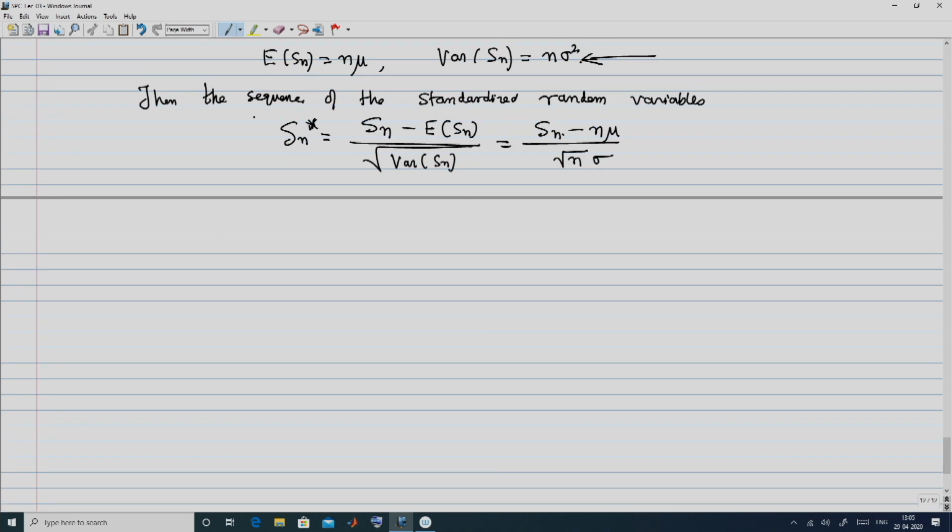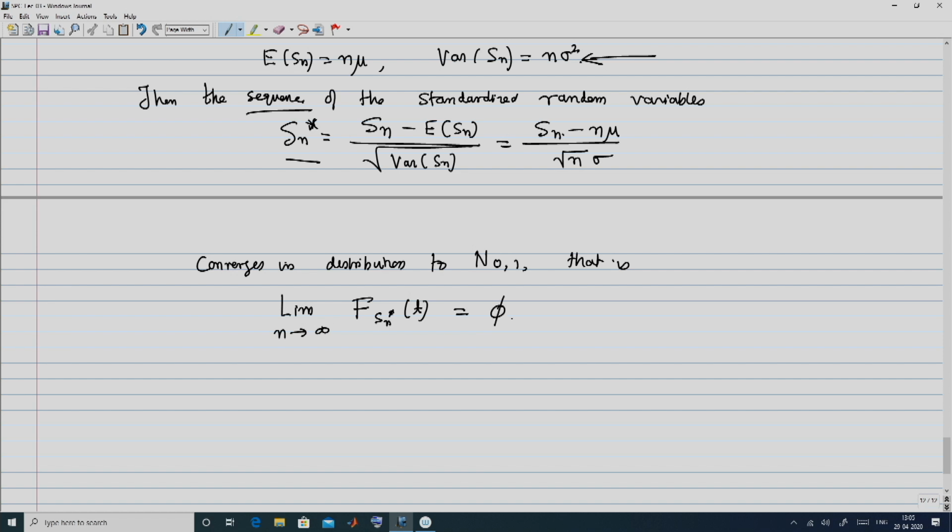So, this sequence Sn star converges in distribution to N(0,1). That is, more explicitly, this means that the limit of the distribution F of Sn star at t, as n tends to infinity, turns out to be phi(0,1) at t, which is the standard normal distribution.